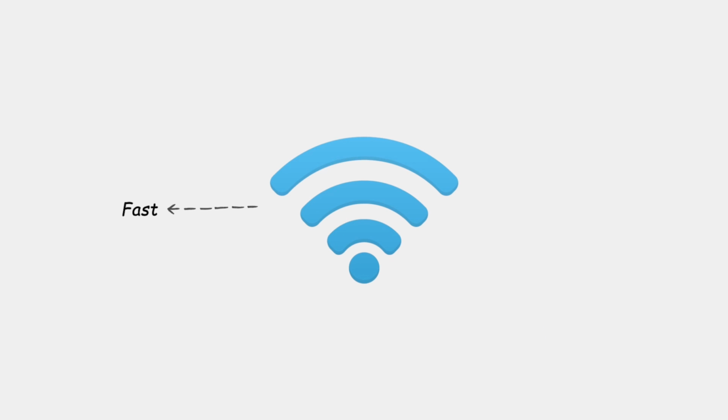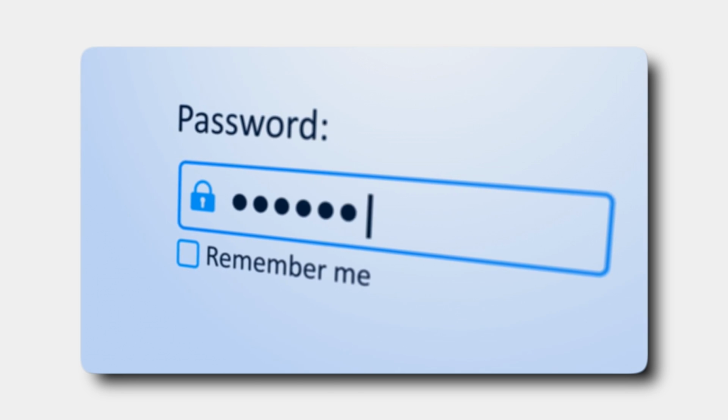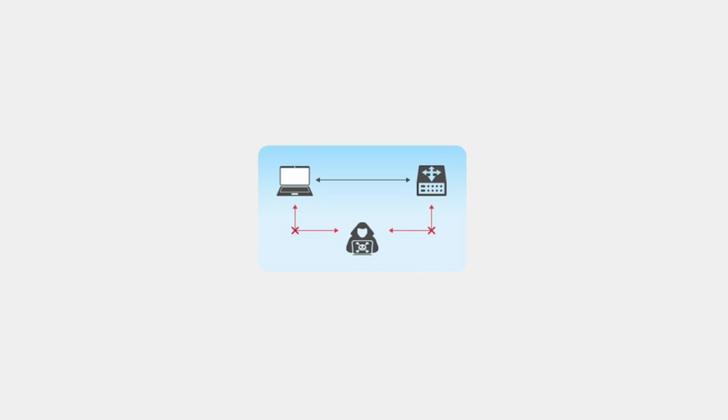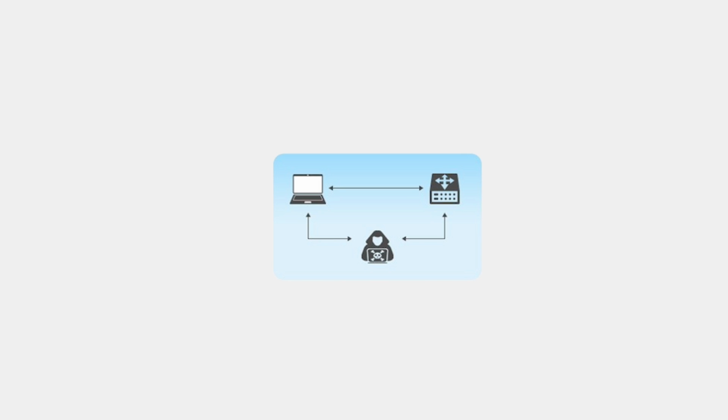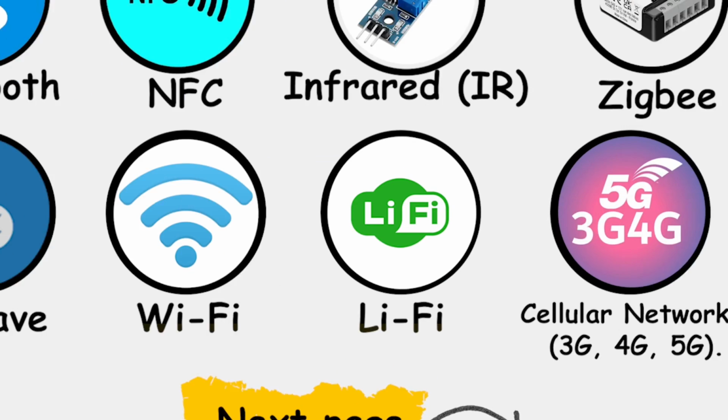One important thing, Wi-Fi is fast, but it's also vulnerable. If your network isn't secured with a strong password and encryption like WPA3, outsiders can connect to your network and potentially access your data.